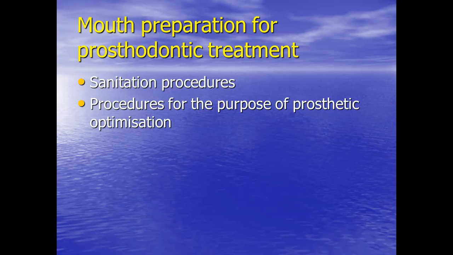All these procedures are divided into two big groups. First are sanitation procedures, and the second ones are procedures for the purpose of prosthetic optimization. Sanitation procedures means that this is the dental treatment which is to be done in general to the patient just to improve his or her oral health.